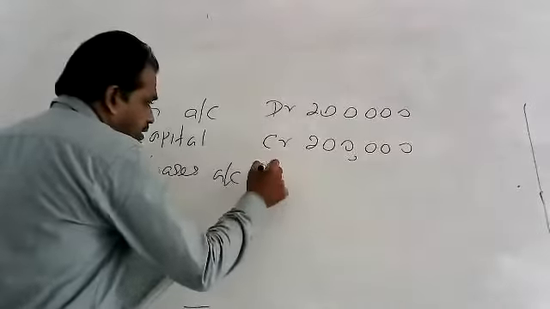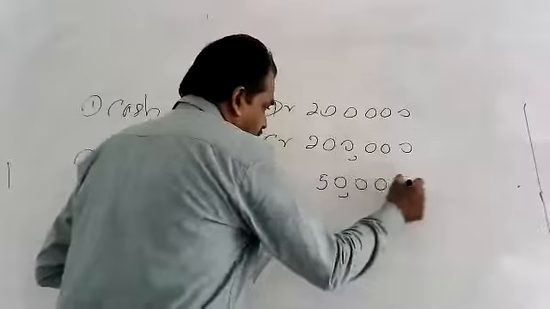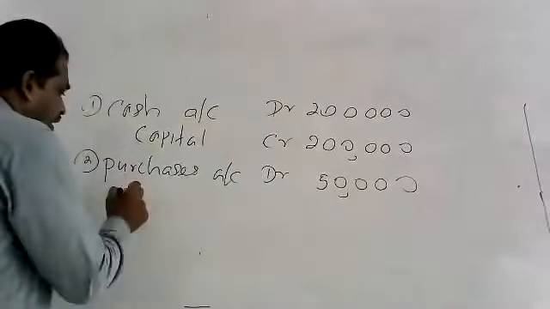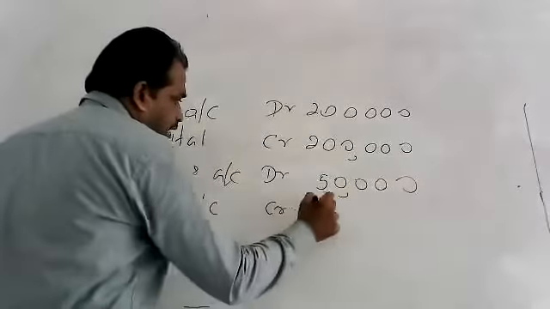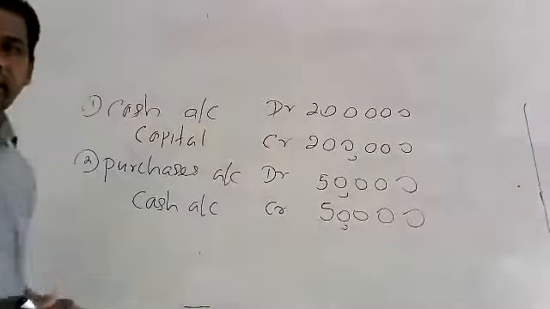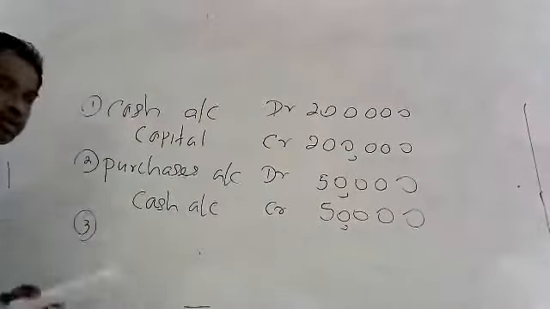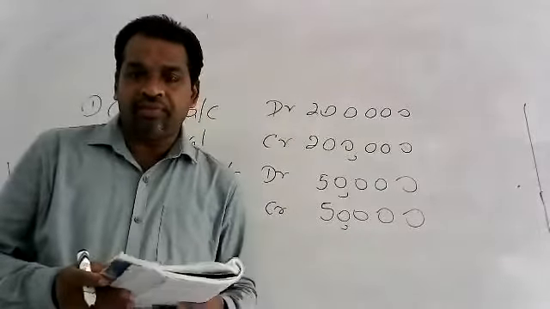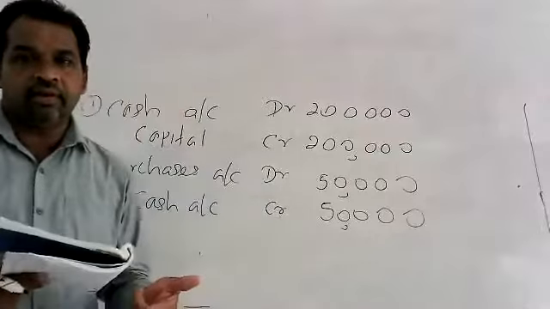Purchases account, DR, 50,000 rupees. And as they have purchased in cash, cash account, CR, 50,000 rupees. That is the answer for transaction number 2. Then transaction number 3, paid the monthly rental 10,000 rupees. Rental is expense. Increase in expense debit.